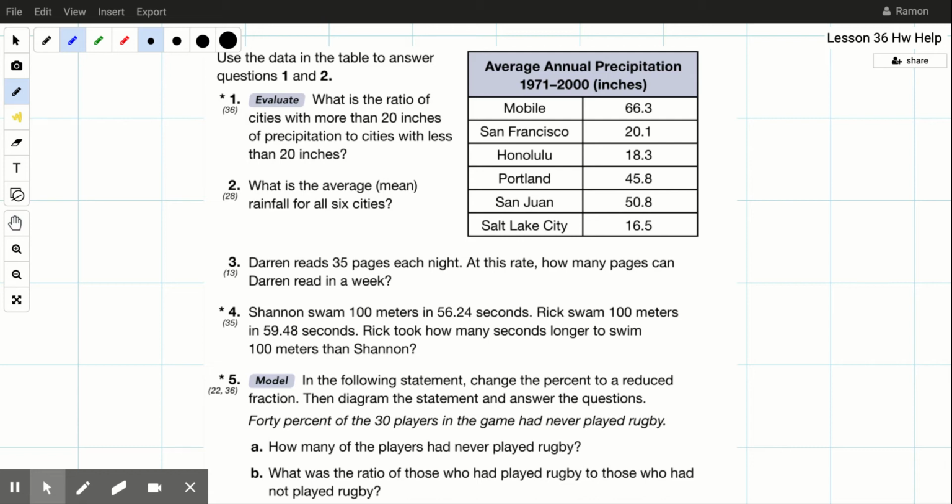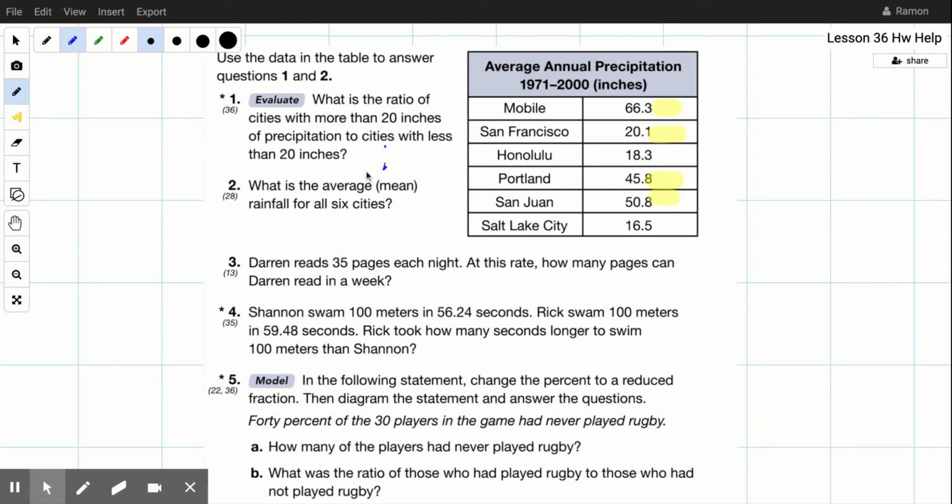Number one, what is the ratio of cities with more than 20 inches to cities with less than 20 inches? So we have to count how many cities there are that have more than 20 inches of rain. And we have 1, 2, 3, 4. So that, when we're talking about ratios, that number has to be represented first.